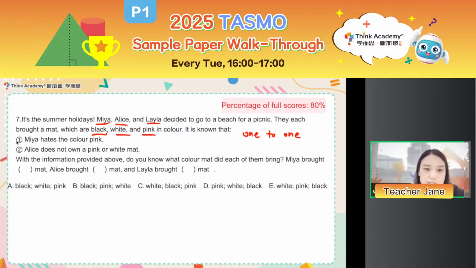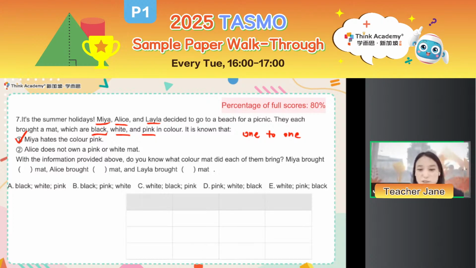Okay, so everyone, we can see the first clue says, Mia hates the color pink. Okay, so this time, what can we do? Here, Teacher Jane finds you a good friend that is called a table. When we have a one-to-one relationship, we can always use a table to help us. For example, you can see in this question, we got Mia, we got Alice, and Layla. Everyone also draw the table on your book, on your paper, okay? Each one of them just matches with a kind of color. So we put the names on the top, and put the different colors on the left column. That will be fine. The black, white, and pink in color.